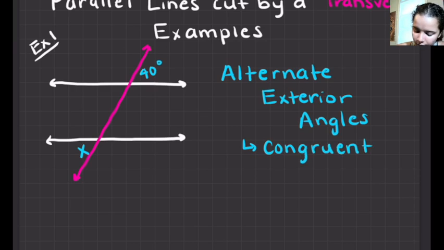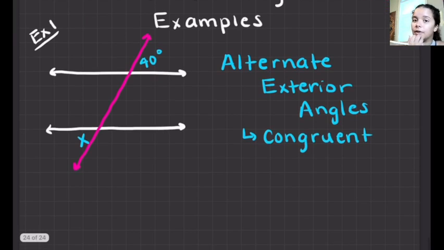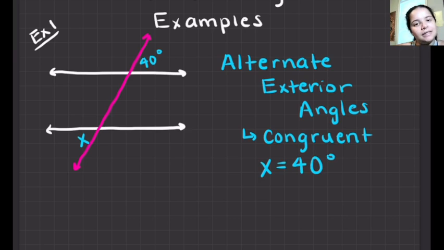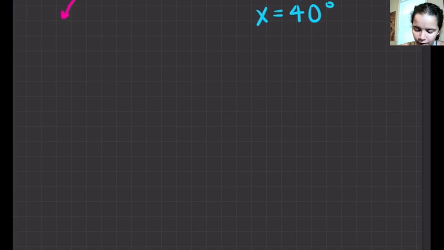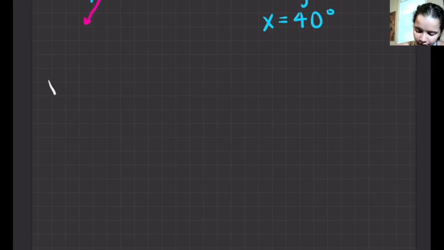So just by knowing what alternate exterior angles are and by knowing that they're congruent, right away I can say, well, those are alternate exterior angles. So that means that X has to be 40 degrees, okay? Very simple example. That one is not too hard. So now let's take a look and let's make it a little bit harder. So let's do like a level 2 example, okay?